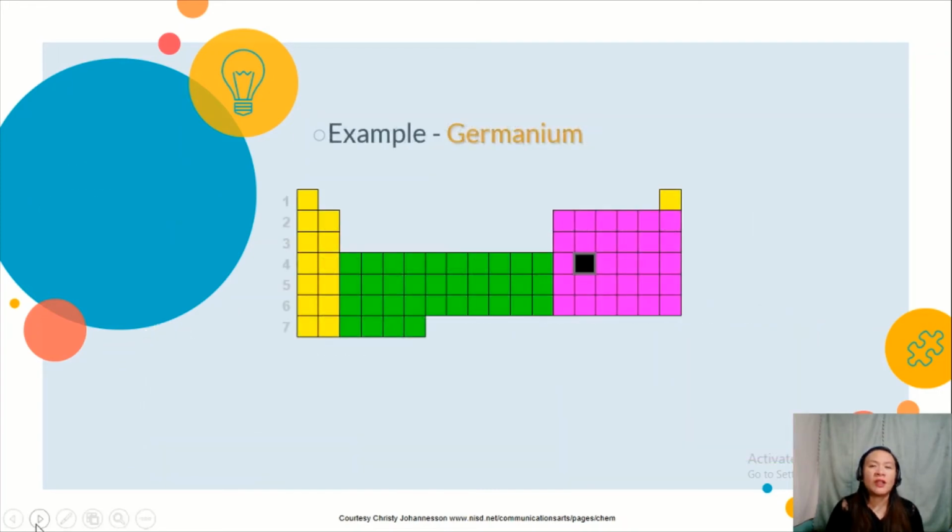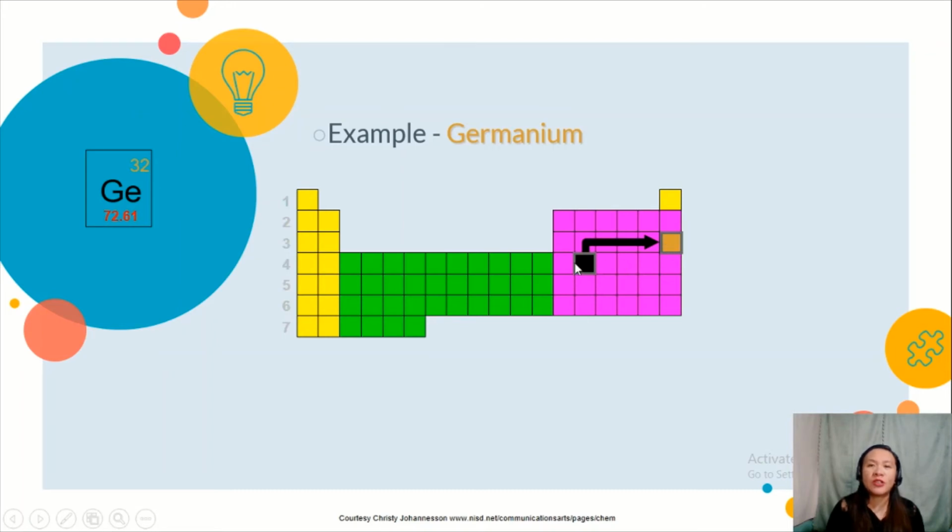Okay, let's take a look at this example. So we have here germanium, and if you notice, germanium is located here in your periodic table, and it has an atomic number of 32, which means that it will have 32 electrons. So how do we write the electron configuration of germanium using the shorthand method? The first step is to go up 1 level to the nearest noble gas.